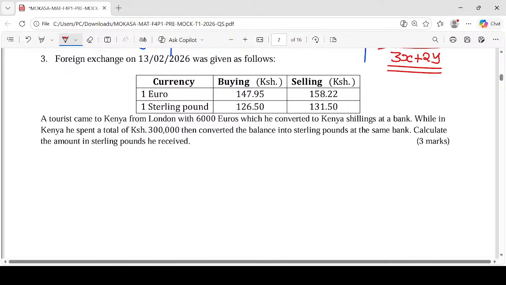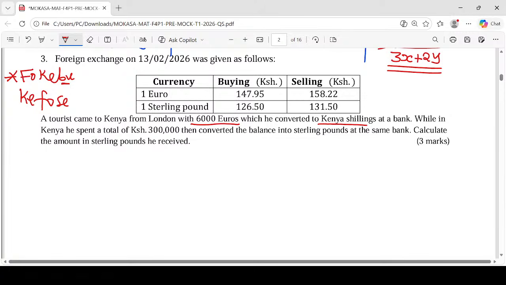So, we do have 2 acronyms. We have the FOKEBU. FOKEBU meaning foreign to Kenya, use the buying column. Then the Kcse. Kcse means Kenya to foreign, use the selling column. This guy came to Kenya with 6,000 euros. This 6,000 euros is foreign. He is converting them to Kenyan shillings. Foreign to Kenya meaning he is using the FOKEBU, so he must use the buying column.